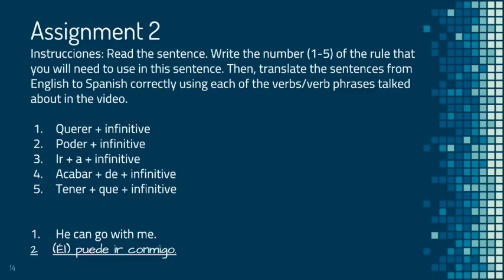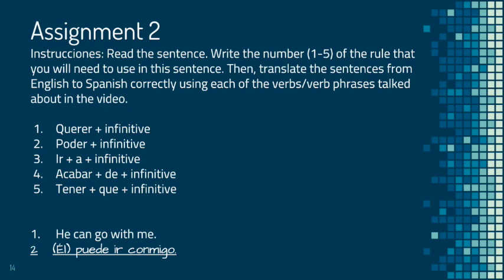So you'll see assignment 2, las instrucciones dicen, read the sentence. Write the number 1 through 5 of the rule that you will need to use in the sentence. Then translate the sentence from English to Spanish correctly using each of the verb phrases talked about in this video. Okay, so just a reminder here, the verb phrases that we looked at. Number 1 was querer plus infinitive. Number 2, poder plus infinitive. Number 3, ir plus a plus infinitive. 4, acabar de plus infinitive. And the fifth verb phrase we looked at was tener que with your infinitive.